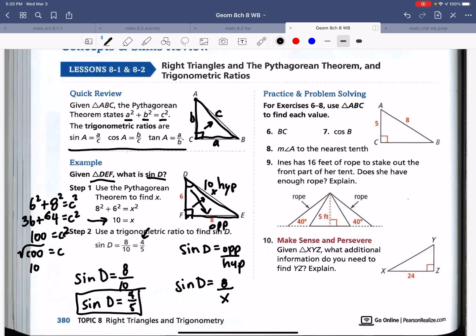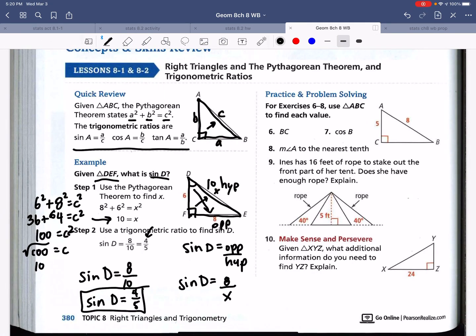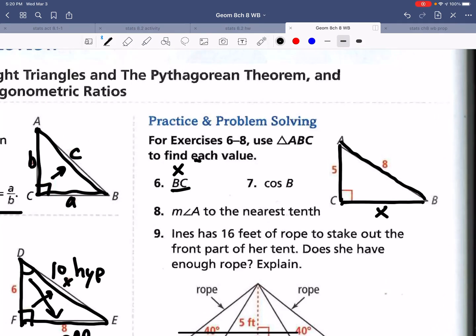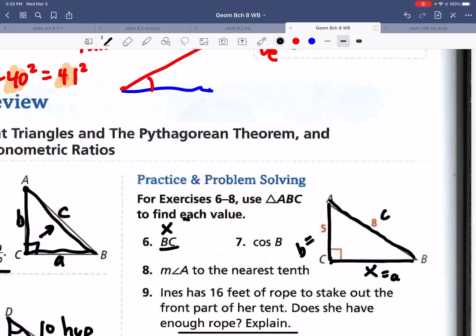Nice. So let's look at a few more. It says, what would be BC? So we make x what we don't know. We'll call that x. Use the triangle to find each value. Okay. So I don't know any of the angles. I'm trying to solve for a side. So yeah, if I'm going to solve for a side, and I know 2 of the 3 sides, I'm going to call this A, this B, and this C, and we'll just use the Pythagorean theorem.